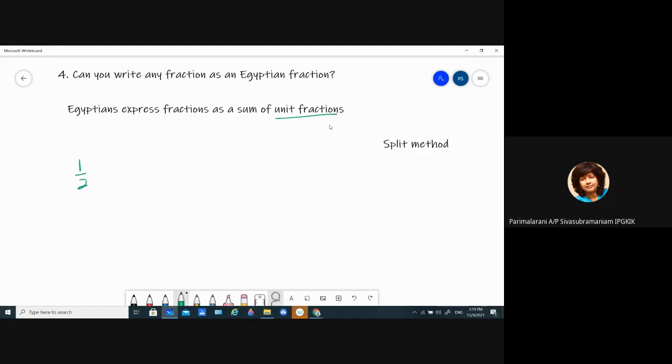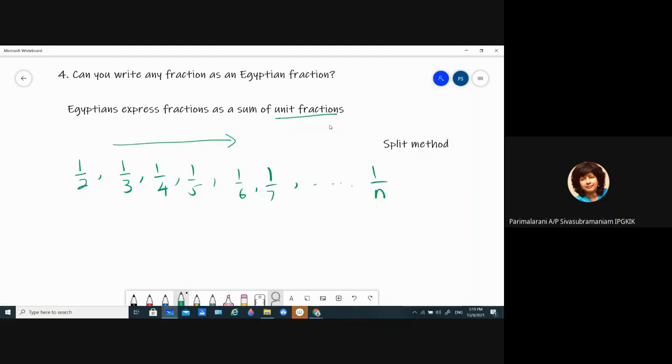1/2. Yes, after 1/2 comes 1/3, followed by 1/4, 1/5, 1/6, 1/7 until 1/n. So it is getting smaller this way, okay? As the denominator gets bigger and bigger, the fraction becomes smaller and smaller, okay?